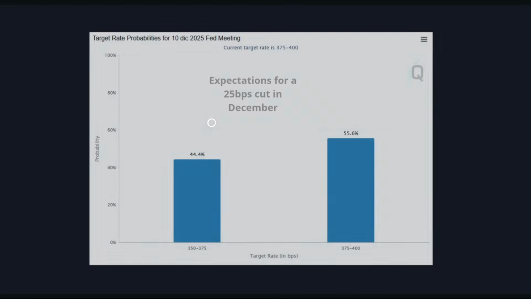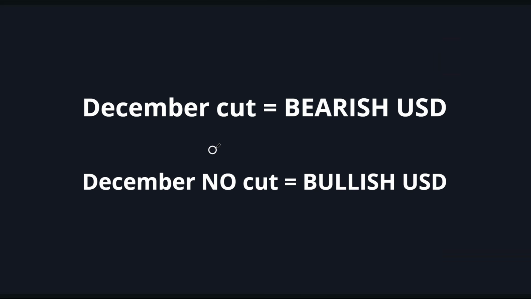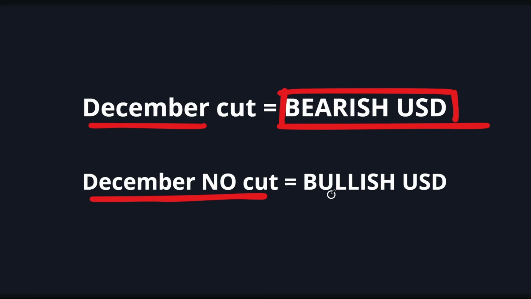Okay, so nothing going on from the ECB and nothing new from geopolitics. In fact, the real macro story, the dominant one right now, is from the Federal Reserve. See, all the talks are on whether they'll cut or not at the December FOMC meeting. If you follow us, you definitely know how this works. If the Fed is going to cut in December, that's bearish for the dollar. If they're not going to cut in December, that's bullish for the dollar.